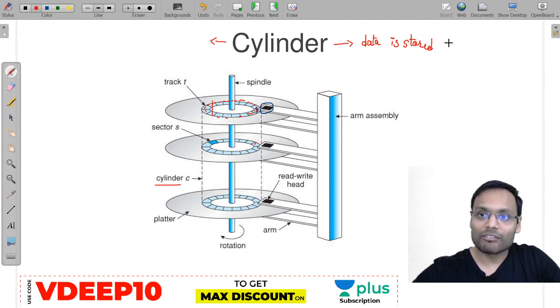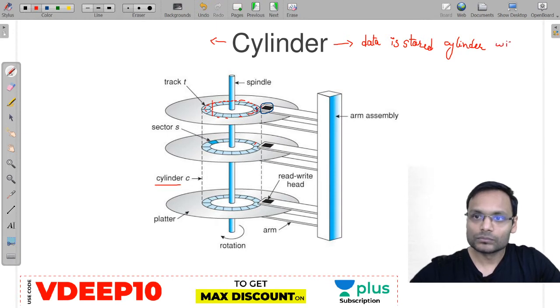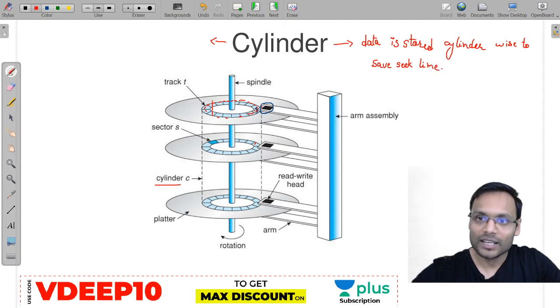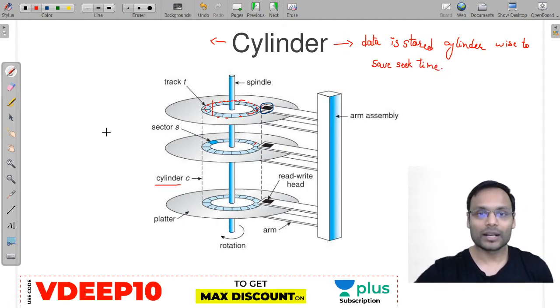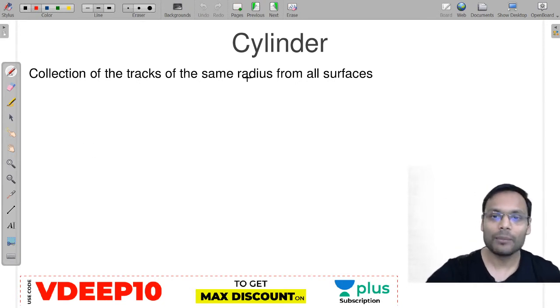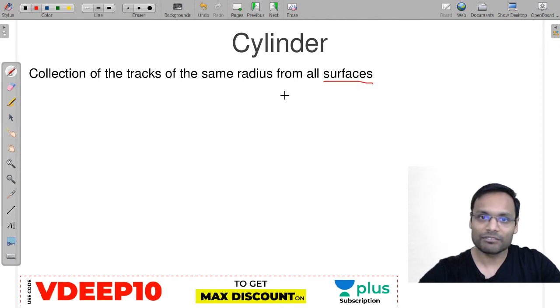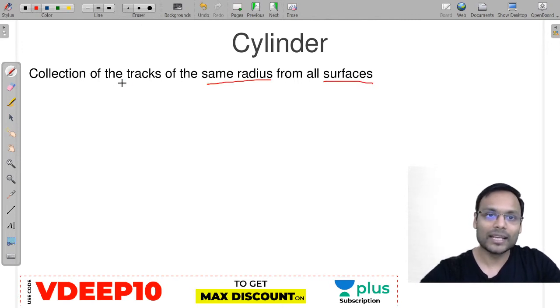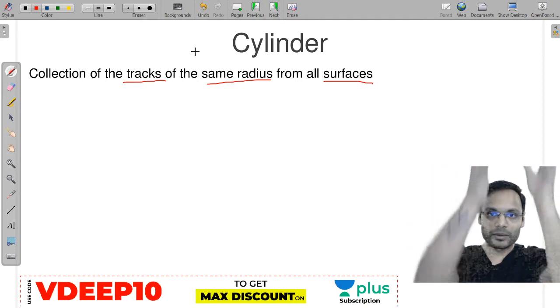Stored cylinder wise. And why? Just because we want to save seek time. If you are clear about this, what is the cylinder? I have brought your definition also: collection of the tracks of the same radius from all surfaces. If you take the same radius track from all surfaces, that collection forms a cylinder.